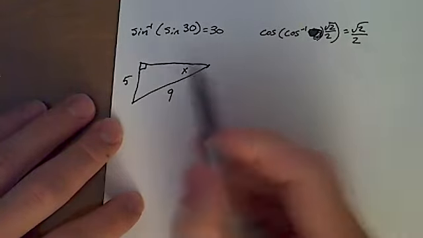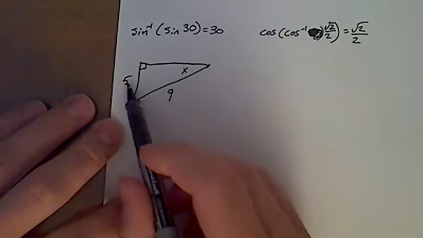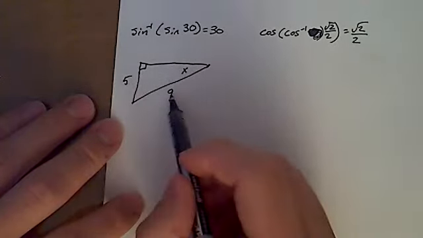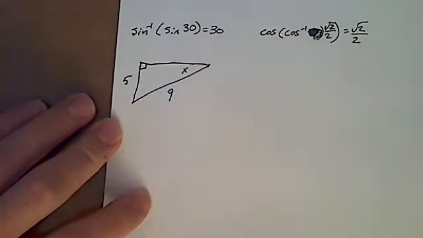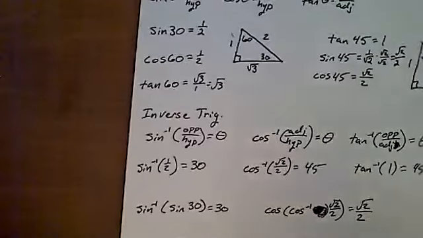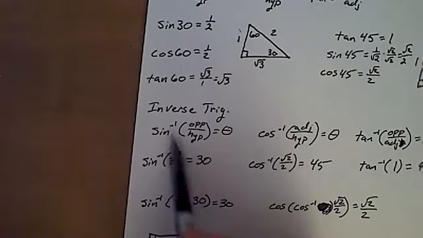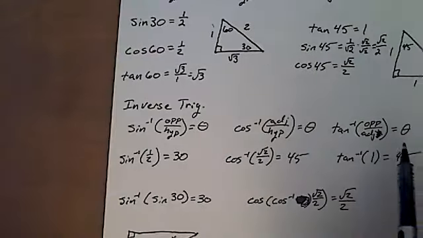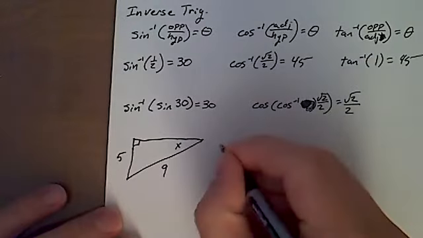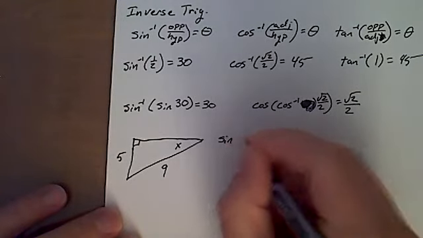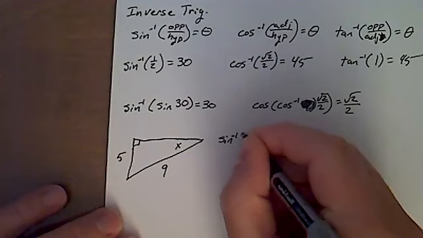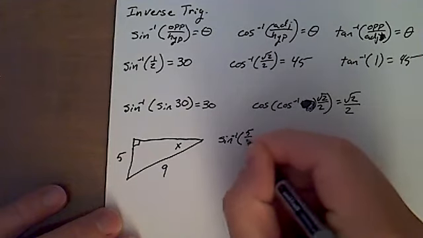So we have x here, 5 is the side opposite, 9 is the hypotenuse. So which trig function do we use with opposite and hypotenuse? It is the sine. We're looking at the sine inverse. So notice that SOHCAHTOA still works with our inverse functions. So we have the sine inverse of 5/9.